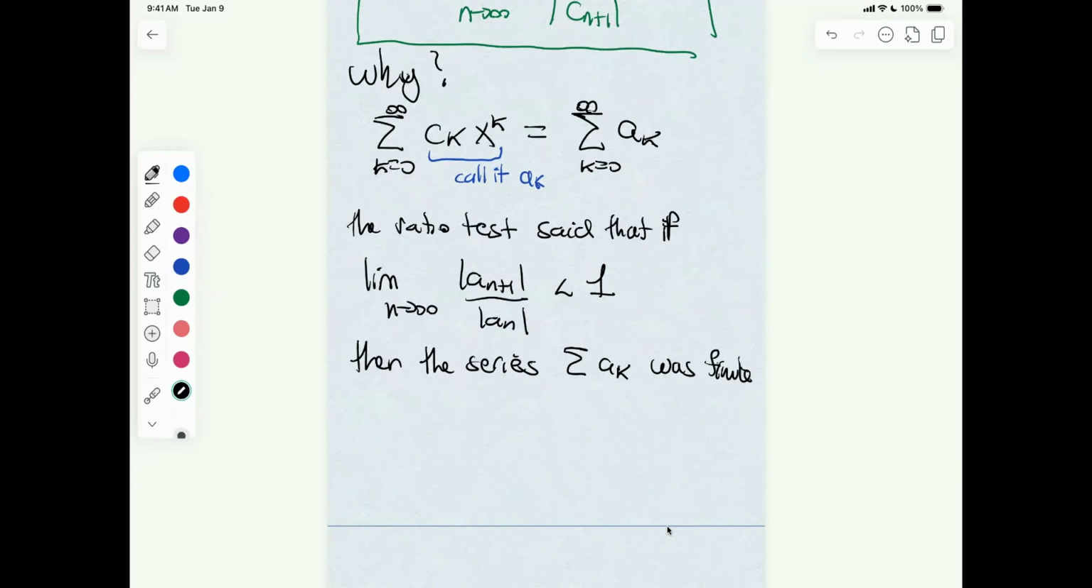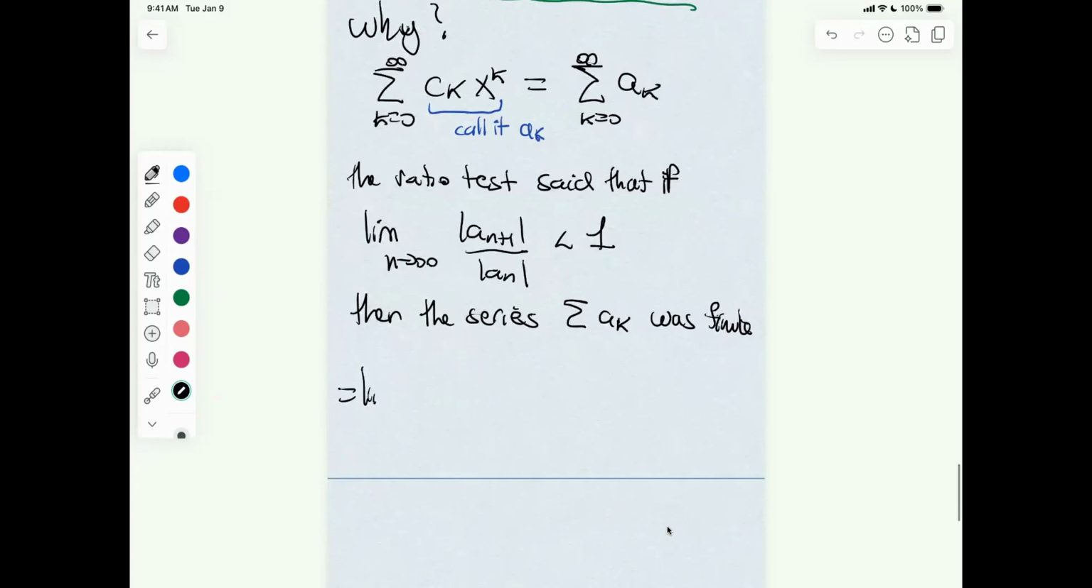That making sense? So far so good. Let's just work it out for this particular formula for the coefficients. So in this case, what is this limit? This would be the limit as n goes to infinity. What is a_{n+1}? It would be c_{n+1} x^{n+1} divided by c_n x^n, right? So we would like this to be less than one.